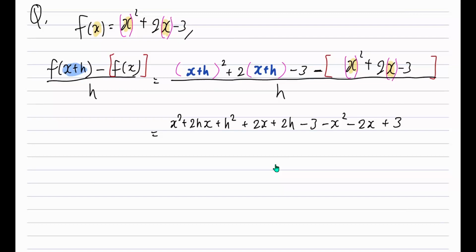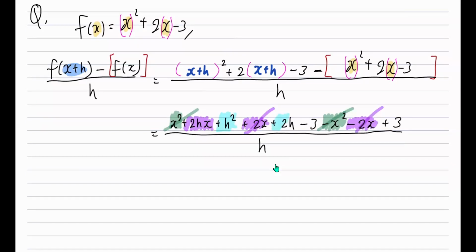All divided by h. Before you continue, simplify the numerator. Do you see any common terms? I see x squared. I see minus x squared. What happens? Cancel away. I see plus 2hx, minus 2x plus 2x. These two cancel. Good. I see constant h squared, minus 3 plus 3. These two also cancel. What am I left with on the numerator?